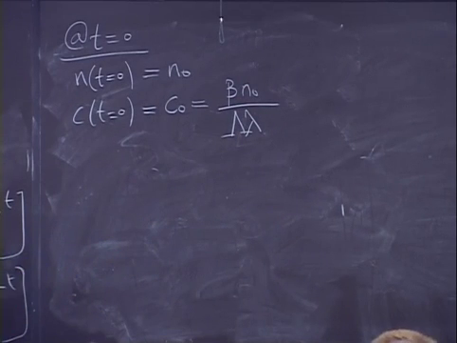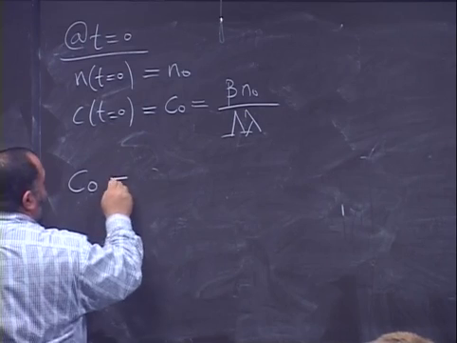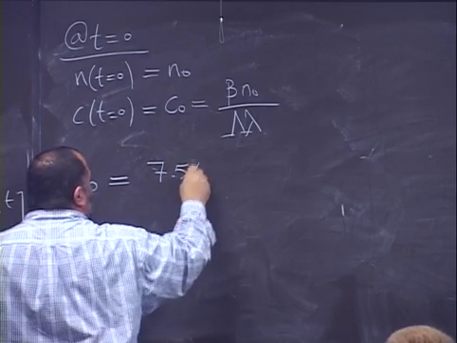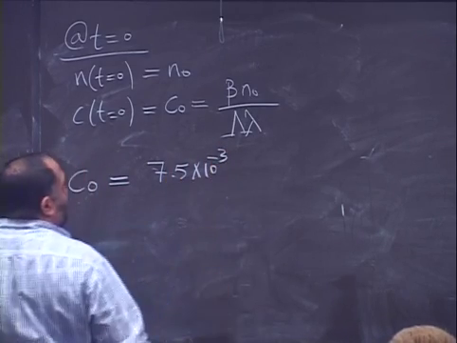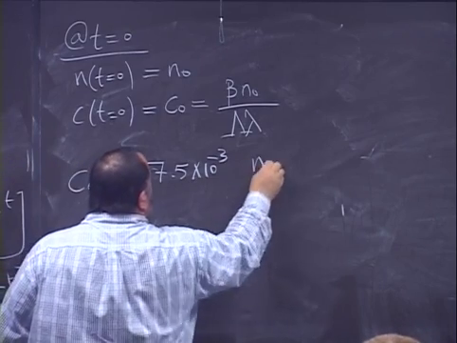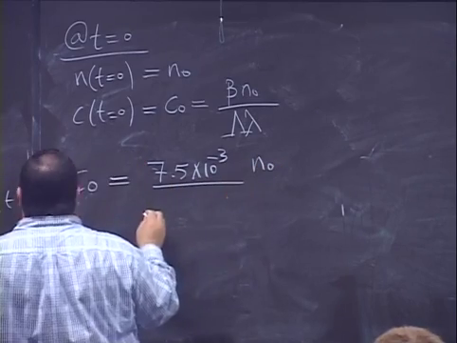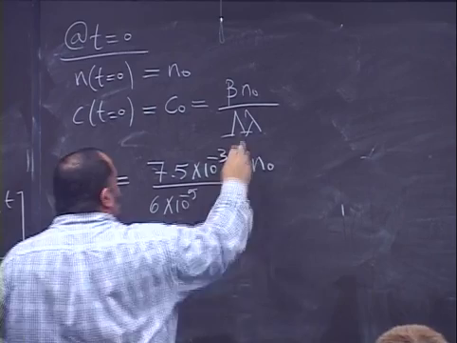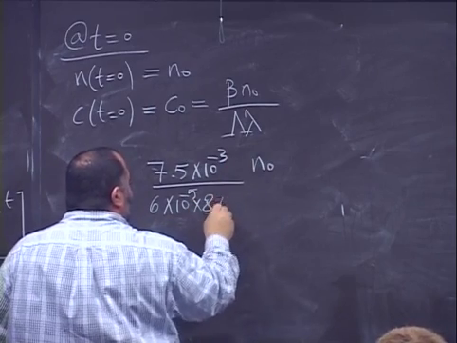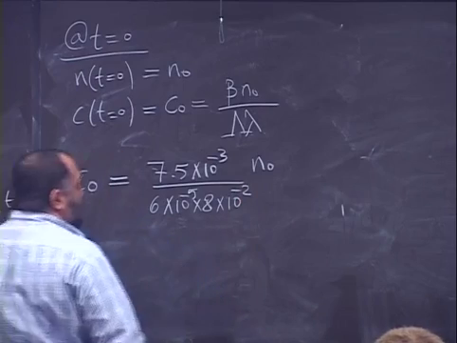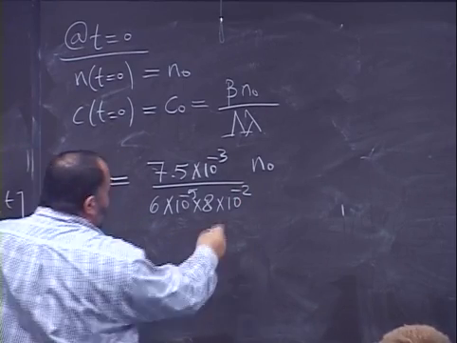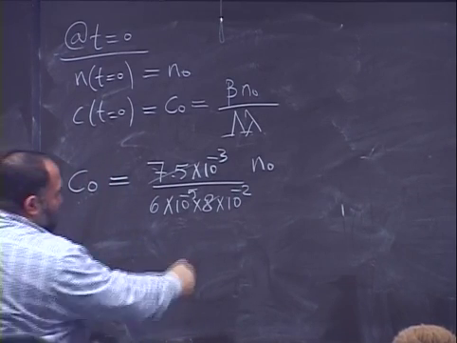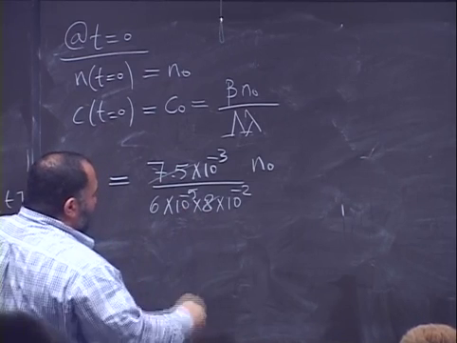Okay, guys? To give you a figure of merit, C naught equal to beta is what? 7.5 10 to the power of minus 3 multiplied by N naught divided by gamma. Gamma was 6 10 to the power of what? Minus what? 5. And this was what? 8 10 to the power of minus 2. So let's assume that this will cancel out with this. Yes, guys? And because this is larger than 7.5, there will be a fraction.